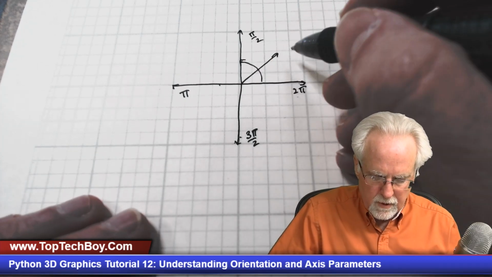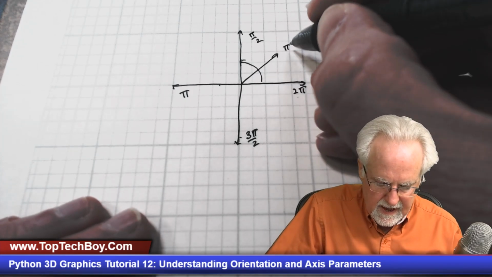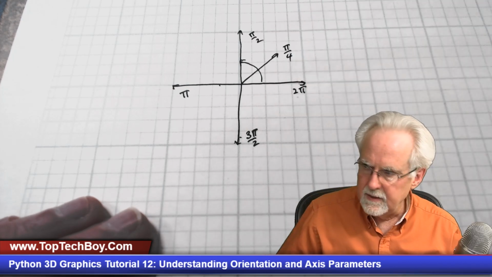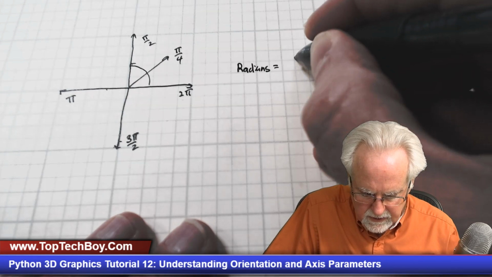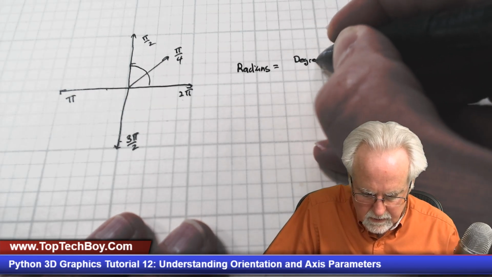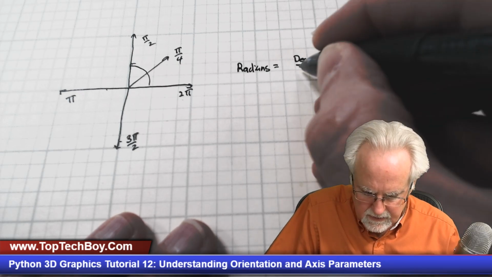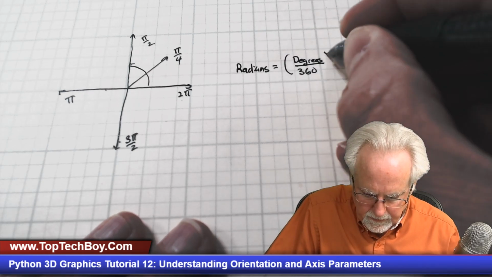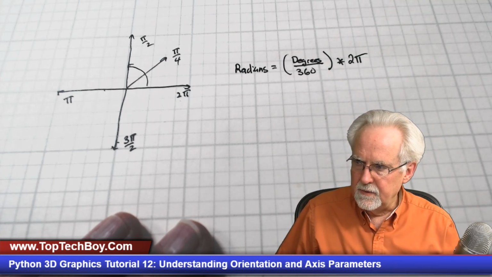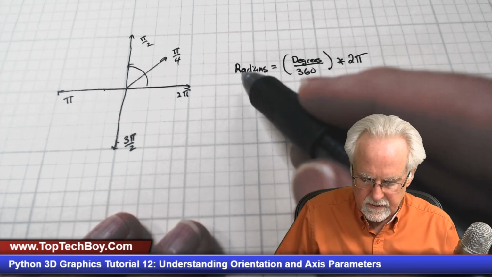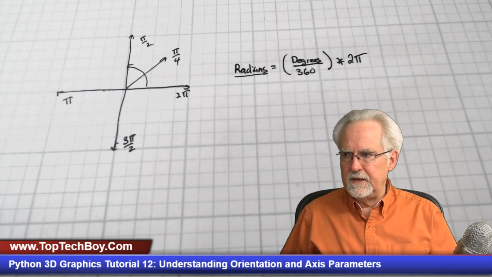Now if you see this at 45 degrees, what would that be? Well, that would be halfway to 90, halfway to pi over 2 would be pi over 4. And if you want to go from degrees to radians with a formula, what you can say is radians. How many radians do you have? Well, it's equal to degrees, how many degrees you're in, and you divide degrees by 360, and then you multiply by 2 pi. Okay, so this will take degrees and convert it to radians if you ever need to do that.